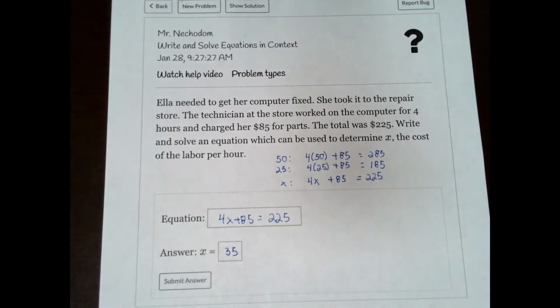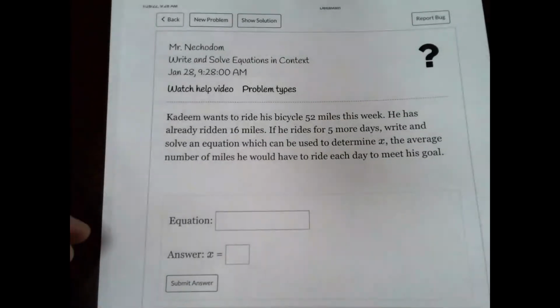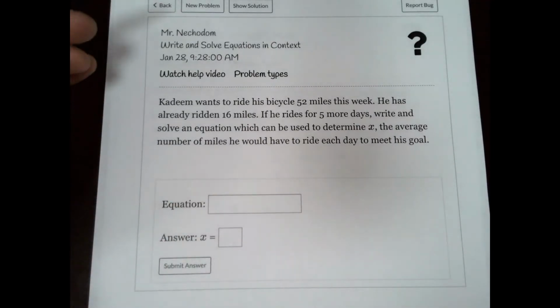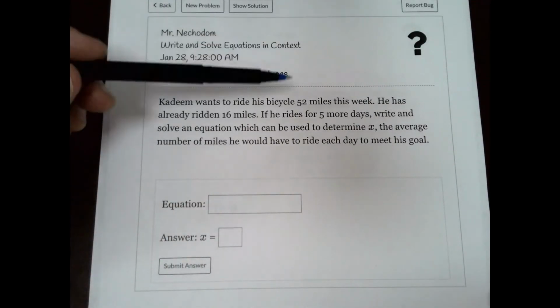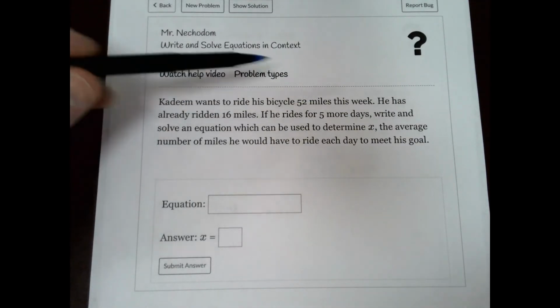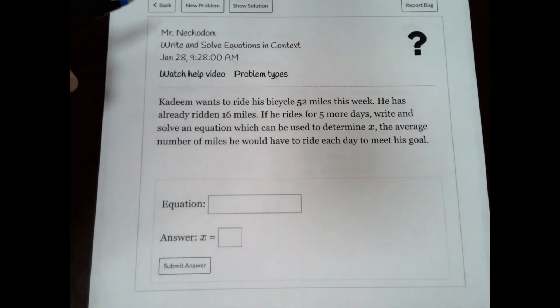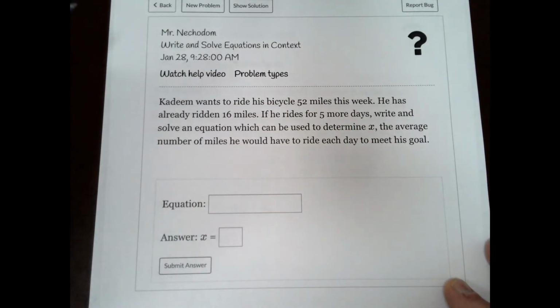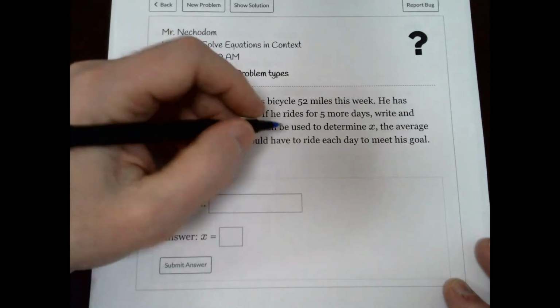If we take a look at another problem like that, here's Kadeem riding a bicycle. You can pause the video to read it if you want. He's going to ride for 5 more days, but he's already ridden 16 miles, and he wants to ride 52 miles in a week. Some people are just fine at writing the equation and knowing exactly what to do, and that's great, but I'm not expecting you to be there yet. Here's how I get there if you're not sure how to write the equation. Take a guess at the average number of miles he would have to ride each day to meet his goal. Let's just say he's got to ride 10.